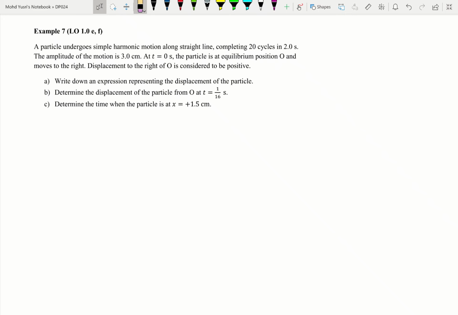Example 7. A particle undergoes simple harmonic motion along a straight line, completing 20 cycles in 2 seconds. The amplitude of the motion is 3 centimeter. At t is equal to 0, the particle is at equilibrium position and moves to the right. Displacement to the right is considered to be positive. Write down an expression representing the displacement of the particle.